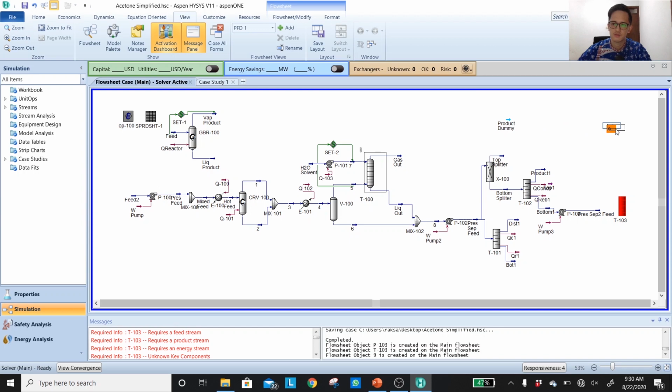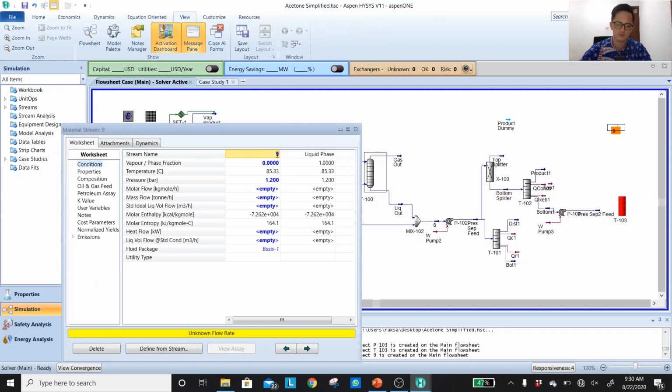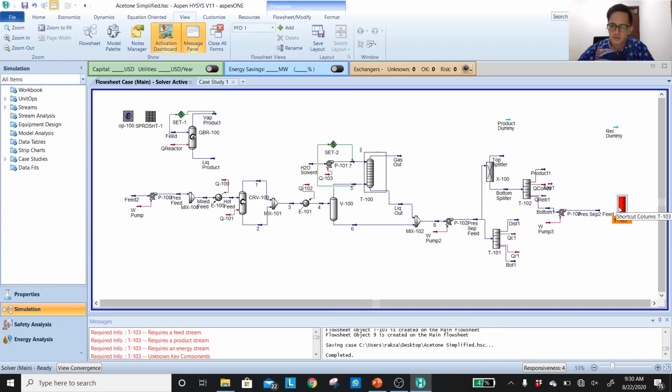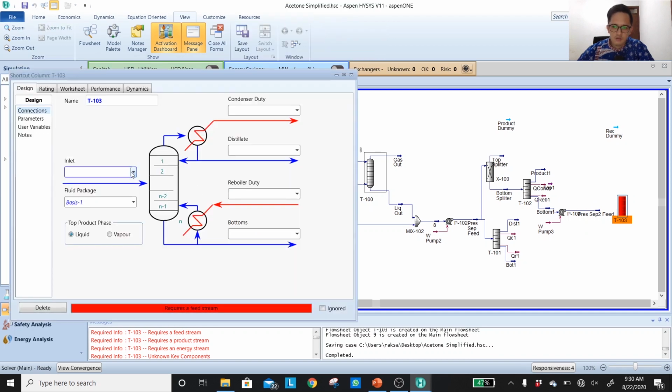So let's put it, to make it easier to remember, that's the recycle dummy. Okay, connect it, pressurized separator 2 feed. Now the names will be as consistent as possible: qcon2, qrep2. That's my distillate 2. That's my bottom 2.